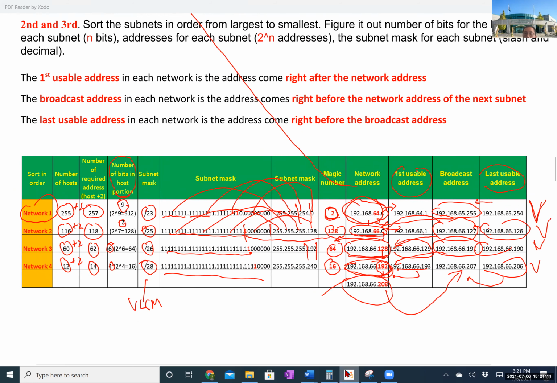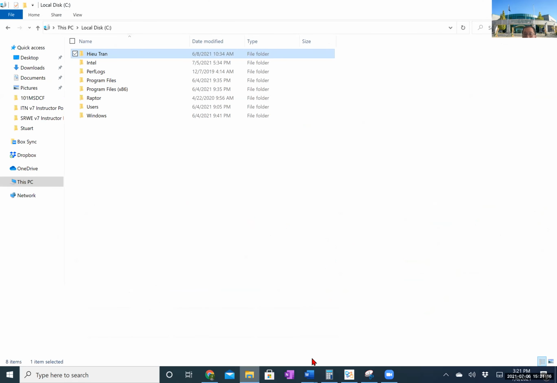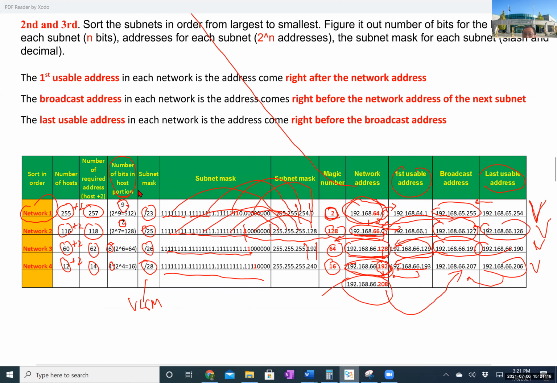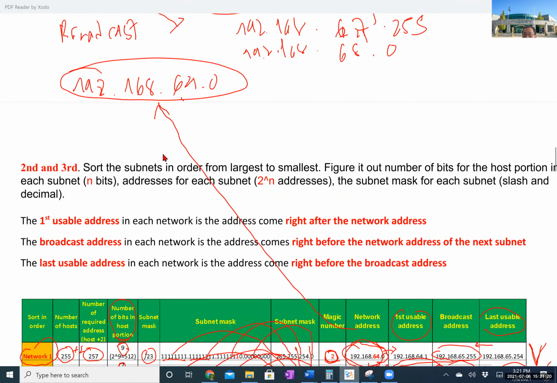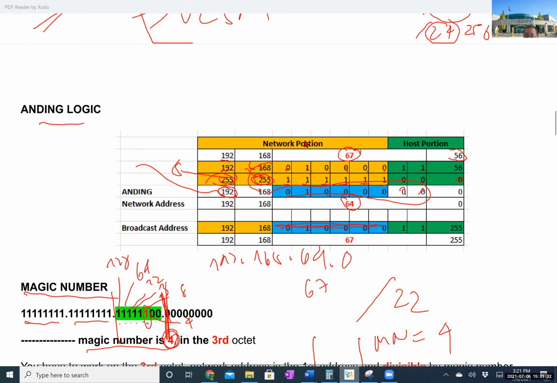So that is the way of working with the variable length subnet mask here. I will share this example on the announcement, and if you want to practice it, do it by yourself. And if you want to verify it, you can send the email to me so I can verify and give you some comments here. Okay.